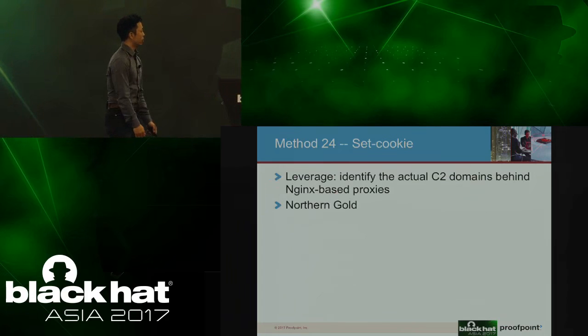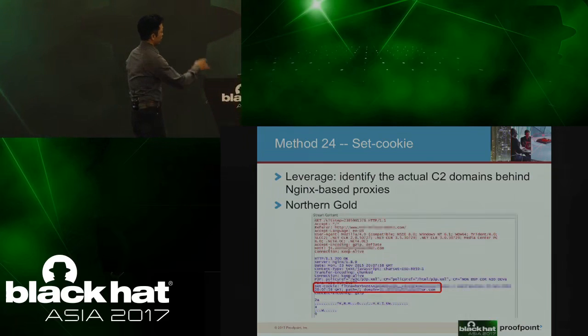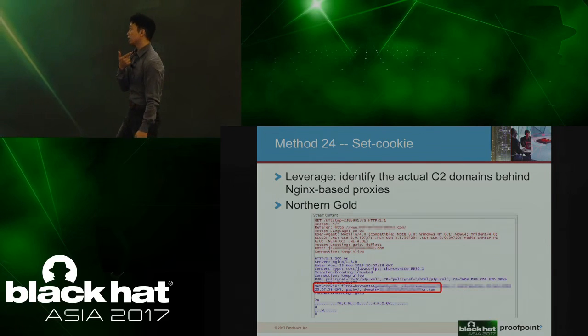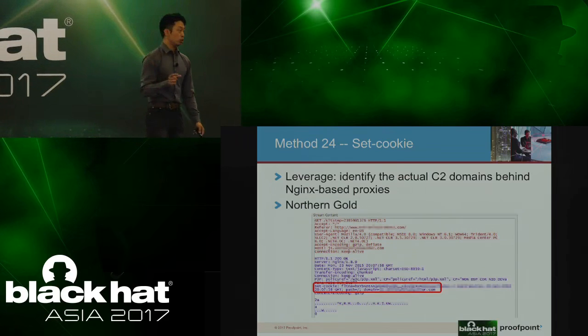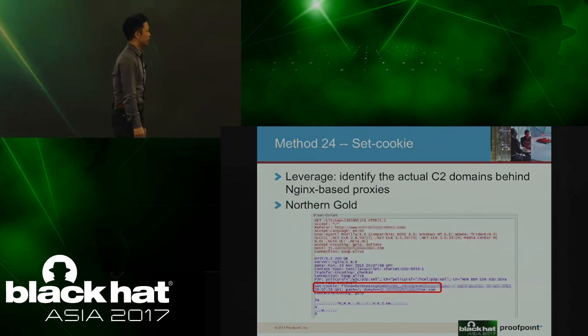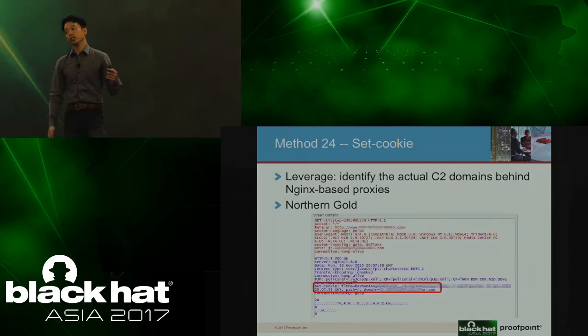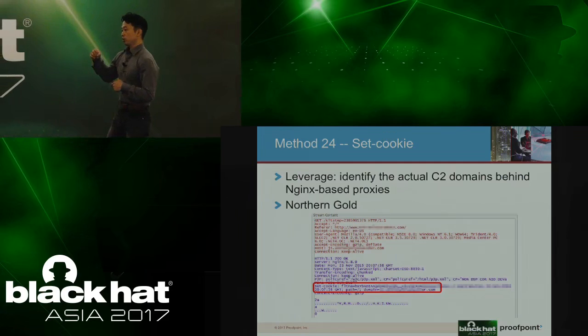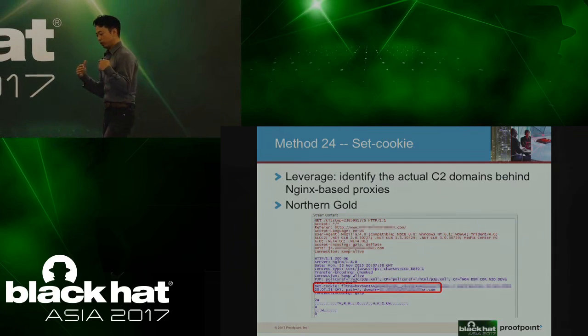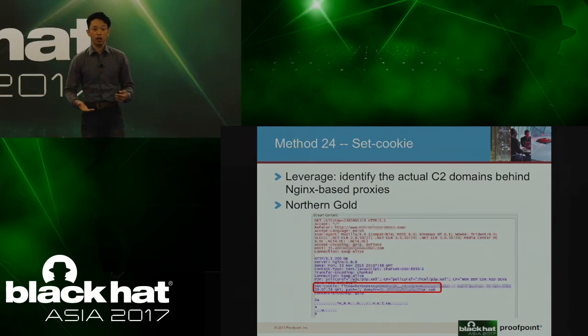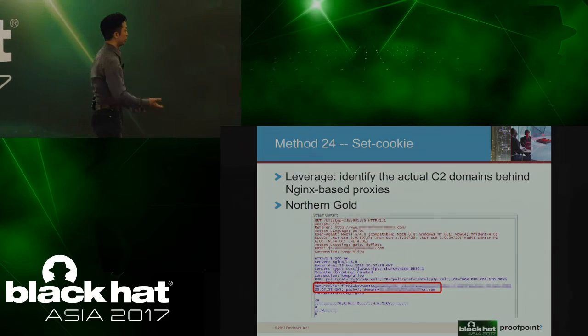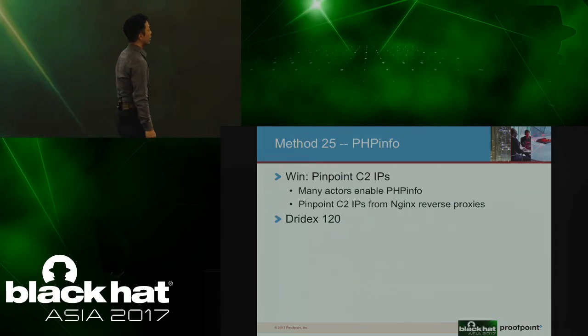One thing that was successful for us was the Set-Cookie HTTP response header, right? So if they're setting any cookies, then from the Set-Cookie HTTP response header, you would be able to know the actual C2 server's domain name. And it worked very well for us, for example, for Northern Gold. And this information allowed us to locate Northern Gold's infrastructure and to eventually own their infrastructure and publish a lot of studies on this group.